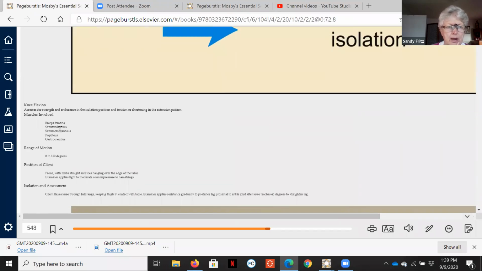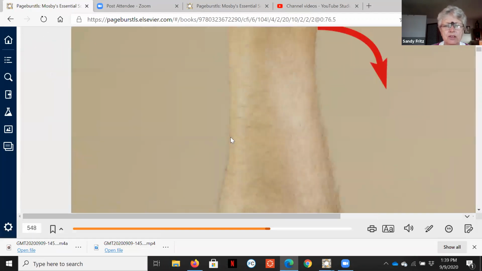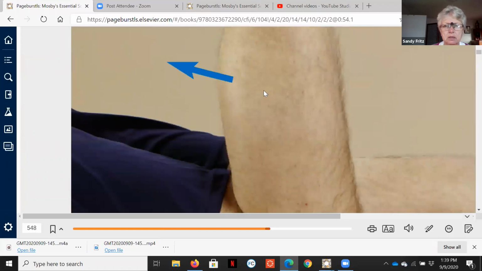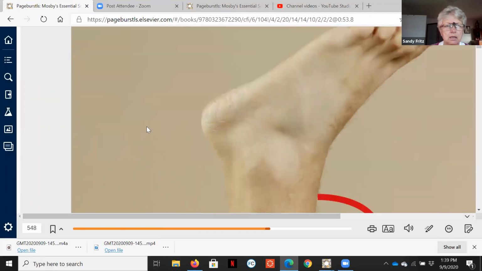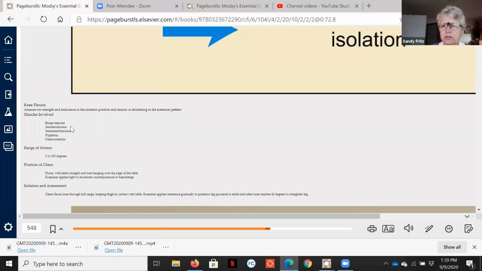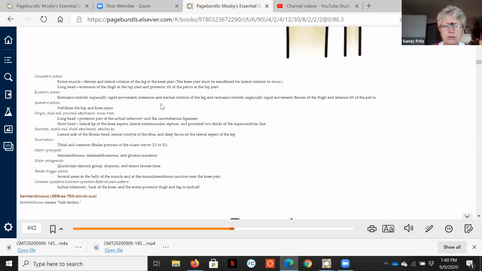Yep, there they are, semitendinosus and semimembranosus. So when the leg moves like that, it's the muscles of the posterior thigh, for the most part, called the hamstring group, that we were looking at over here in chapter 9.